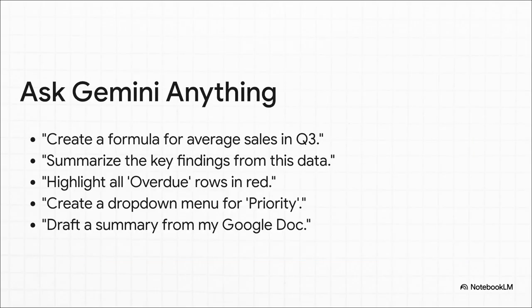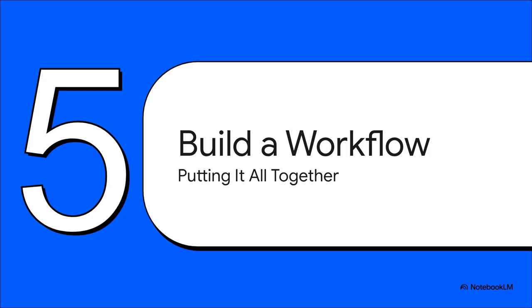You can ask for almost anything. You can tell Gemini to create a complex formula for you. You can ask it to summarize all your data, to apply conditional formatting, to create drop-down menus, or even to reach into another Google Doc and pull in information. It becomes a true collaborator in your work. So there we have it, our 3 layers: live formulas, action-taking scripts, and intelligent AI.